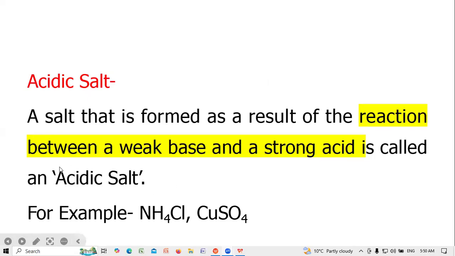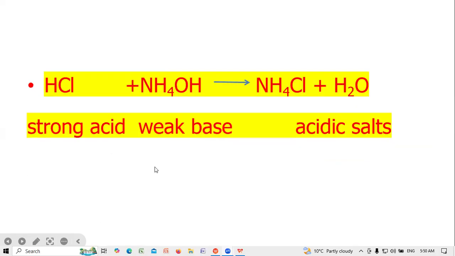Acidic salt. A salt that is formed as a result of the reaction between a weak base and a strong acid is called acidic salt. Ammonium chloride and copper sulfate are acidic salts. Hydrochloric acid is the strong acid, and ammonium hydroxide the weak base. It reacts and produces ammonium chloride. Ammonium chloride is the acidic salt.